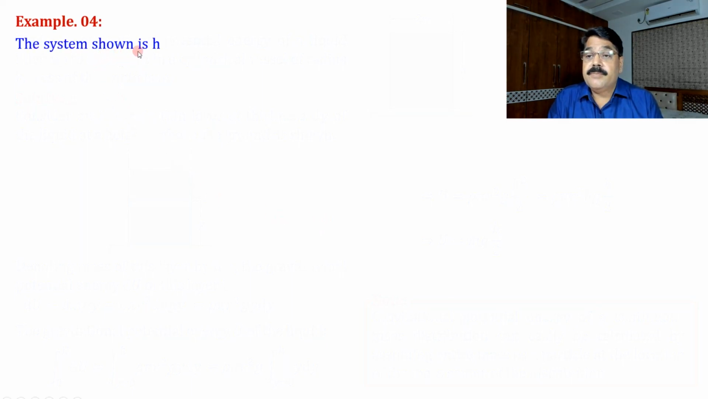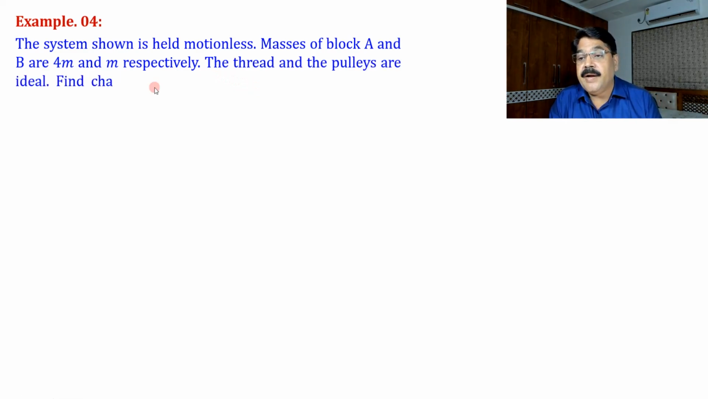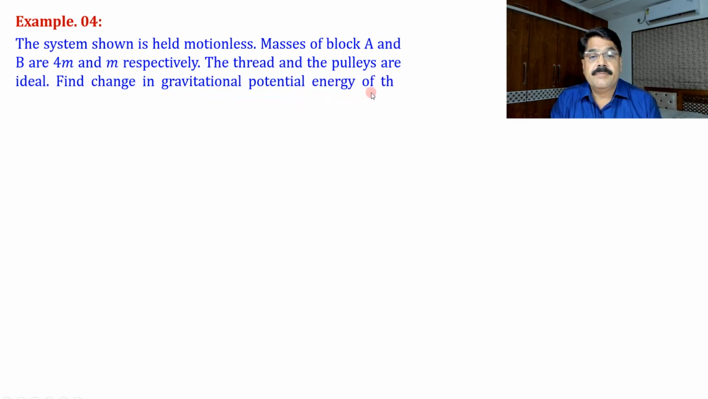The system shown is held motionless. Masses of the blocks A and B are 4m and m respectively. The thread and the pulleys are ideal. Find the change in gravitational potential energy of the system if block A descends a height h.